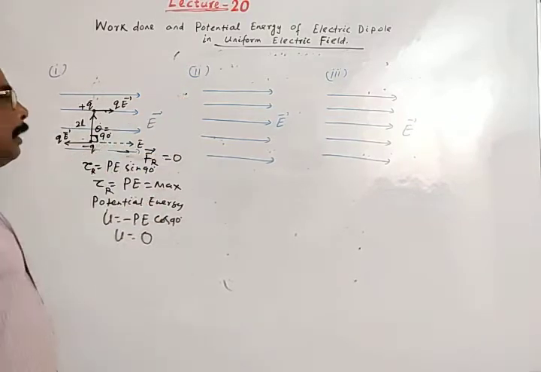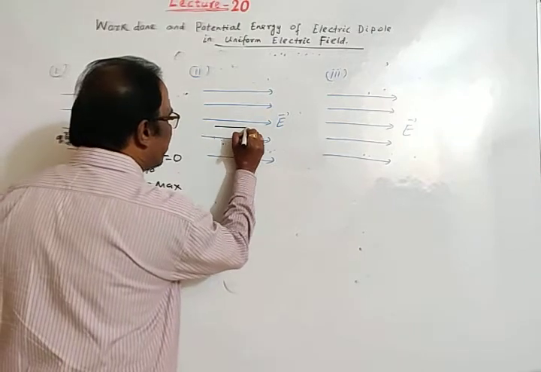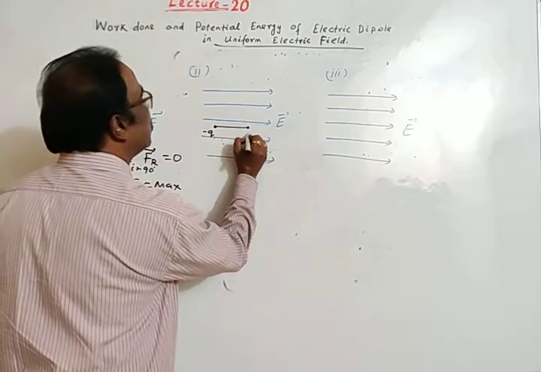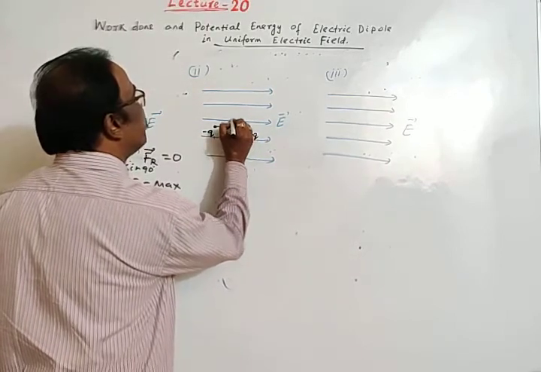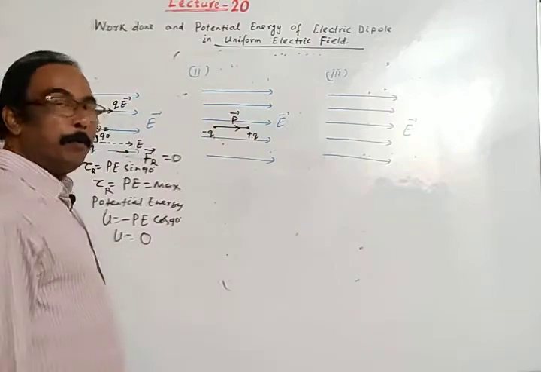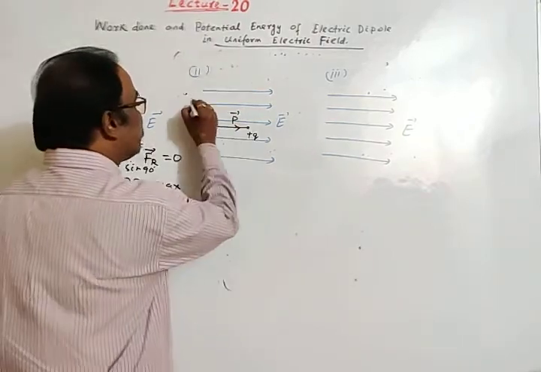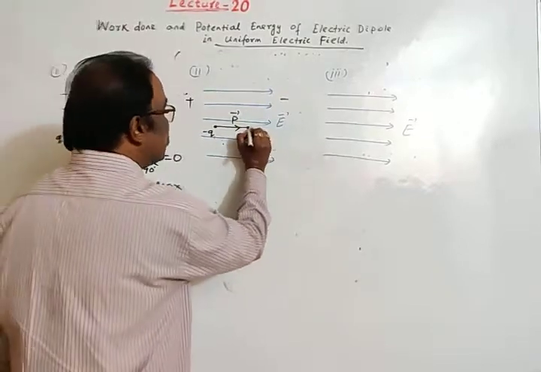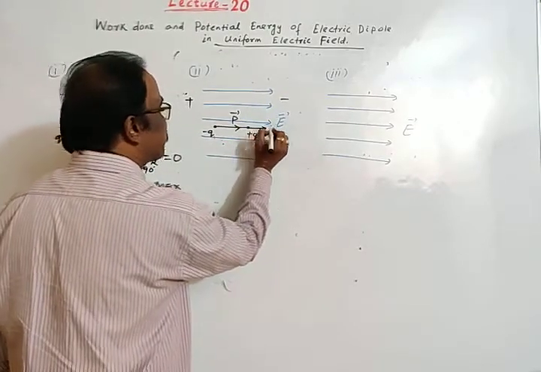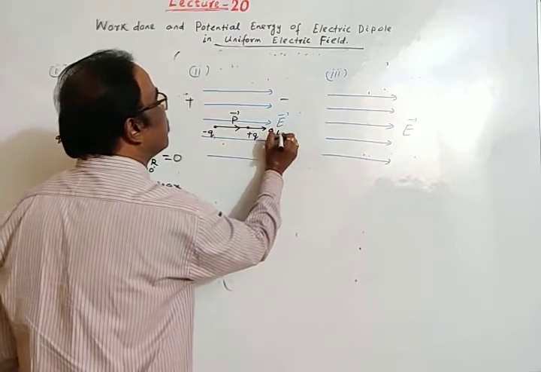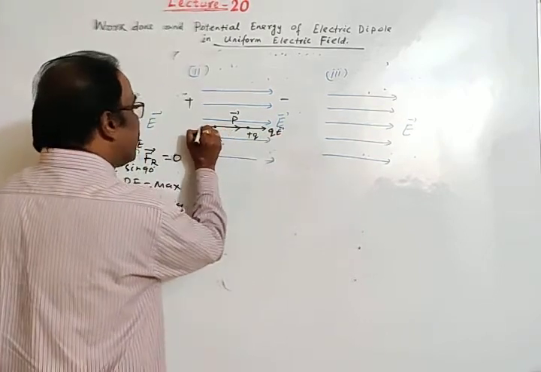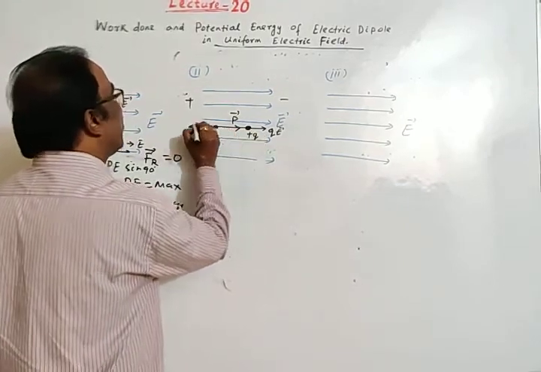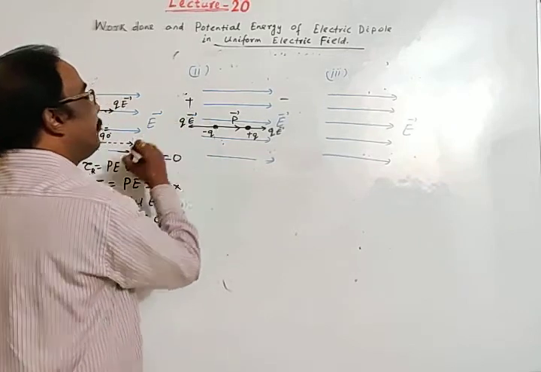Then case 2. Let a dipole be placed parallel to the direction of electric field. This is minus q, this is plus q, and this is the direction of dipole moment. The direction of electric field is from high potential to low potential. This positive charge will experience a force along the direction of electric field, this is QE, and this negative charge will experience a force opposite to the direction of electric field, this is also QE.